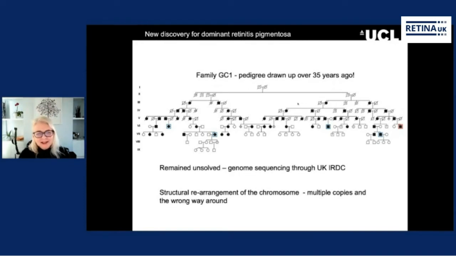So here's an example of a huge pedigree that was actually drawn up at Moorfields Eye Hospital over 40 years ago. This family suffers from dominant retinitis pigmentosa, and it's remained completely unsolved for all these years. So we took the challenge and we decided to genome sequence, so sequence the whole 3 billion nucleotides in this family through the UK Inherited Retinal Disease Consortium. Many thanks to Retina UK for funding this research, of course, without which it wouldn't be possible.